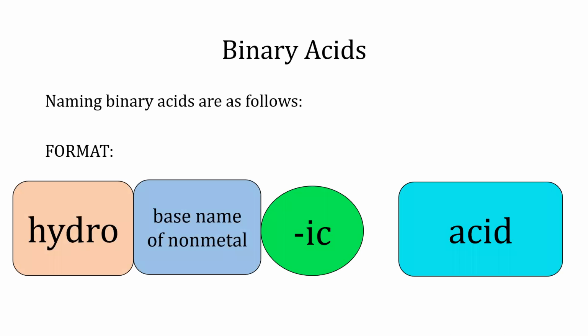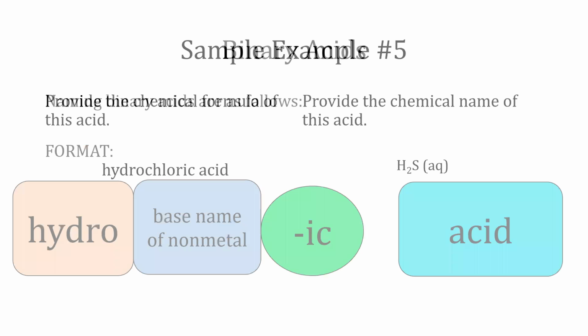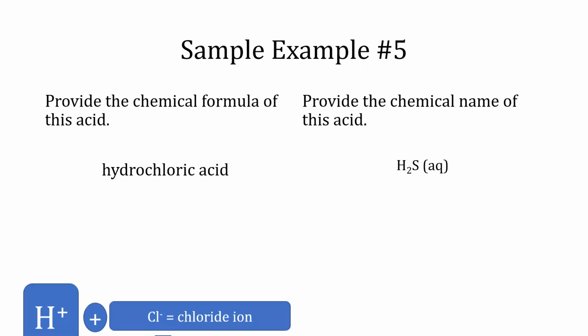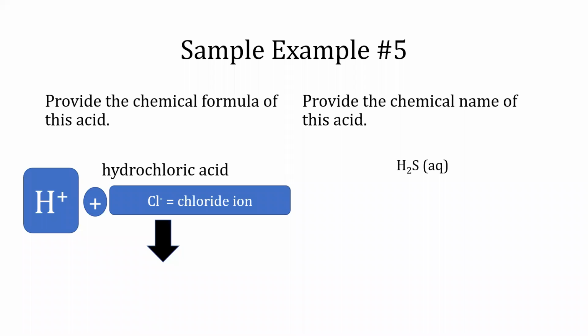Naming binary acids are as follows. It is the prefix hydro plus the base name of the nonmetal plus the suffix ic followed by the word acid. Here is sample example 5. Provide the chemical formula of this compound, hydrochloric acid. Here, hydro means H with a plus charge, and chloric comes from the anion chloride, whose formula is Cl minus. And when put together, it is HCl(aq).